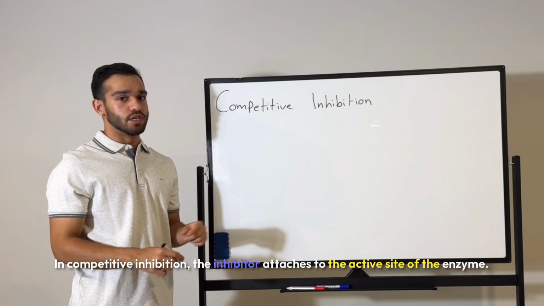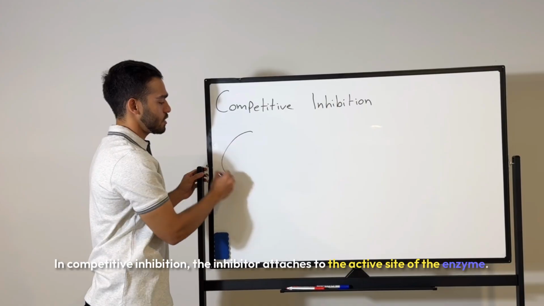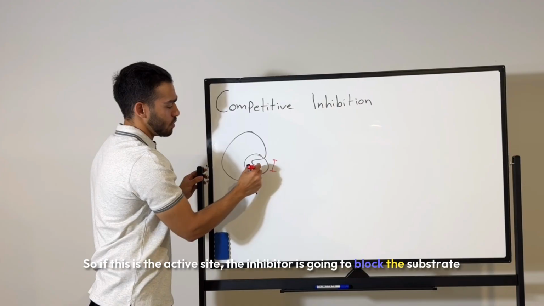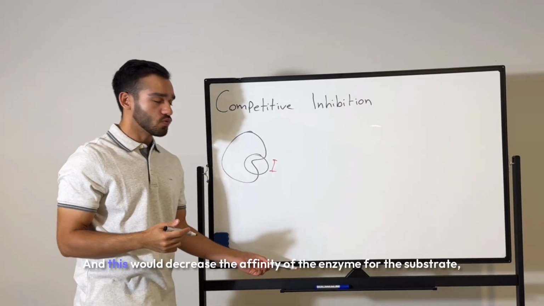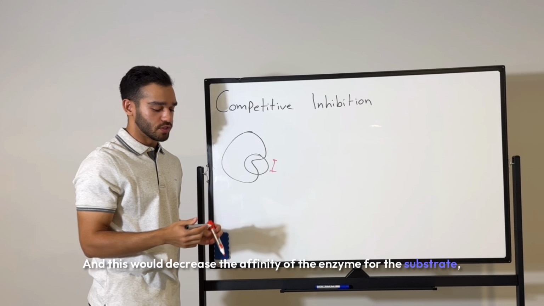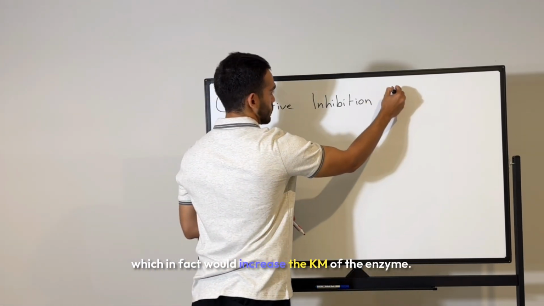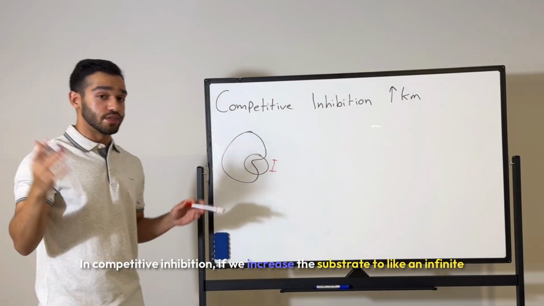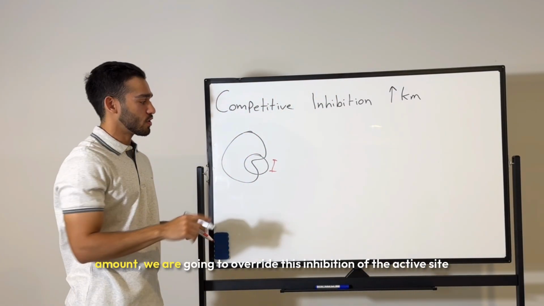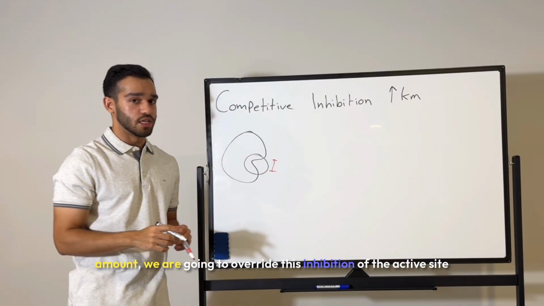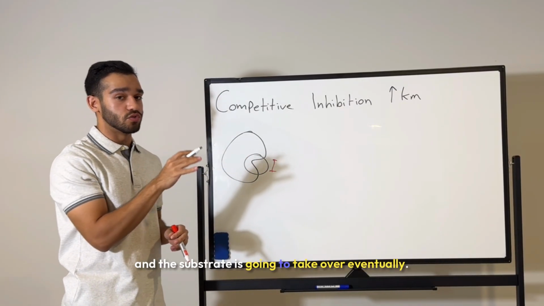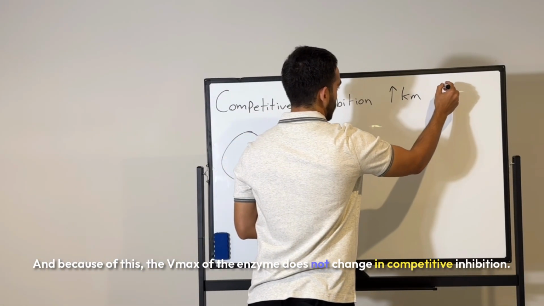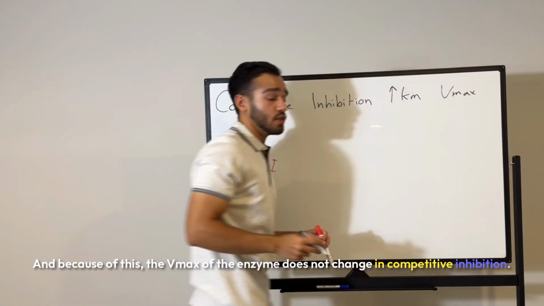In competitive inhibition, the inhibitor attaches to the active site of the enzyme. So if this is the active site, the inhibitor is going to block the substrate from attaching. And this would decrease the affinity of the enzyme for the substrate, which in fact would increase the Km of the enzyme. In competitive inhibition, if we increase the substrate to an infinite amount, we are going to override this inhibition of the active site, and the substrate is going to take over eventually. And because of this, the Vmax of the enzyme does not change in competitive inhibition.